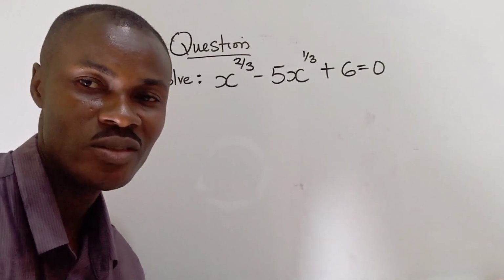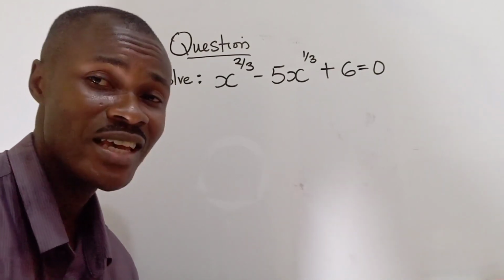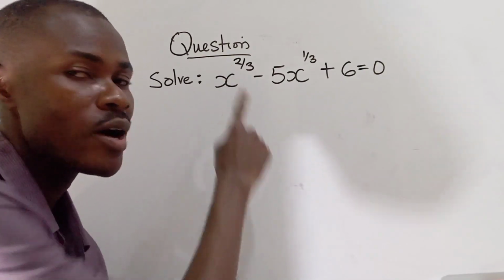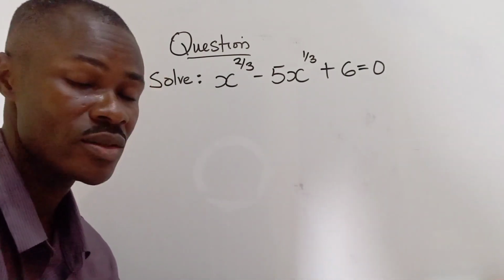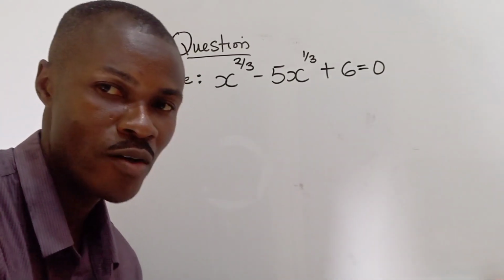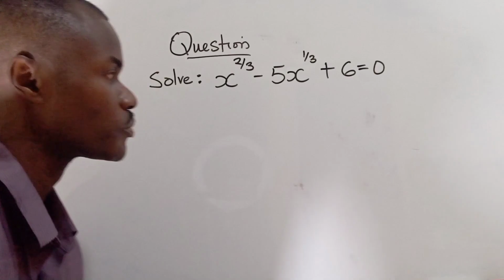It's actually on quadratics, but a little bit advanced. So let's get right into the question. It says we should solve x to the power of 2 thirds minus 5 multiplied by x to the power of 1 third plus 6 is equal to 0.